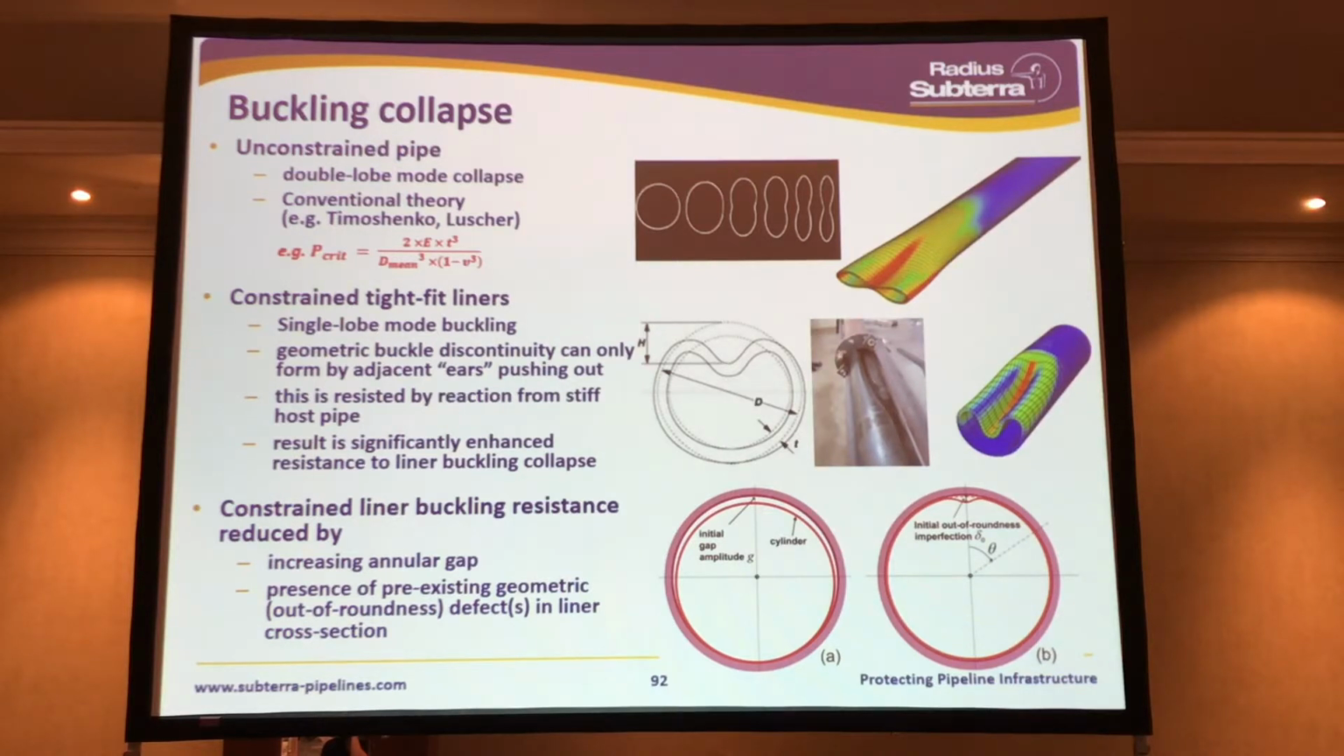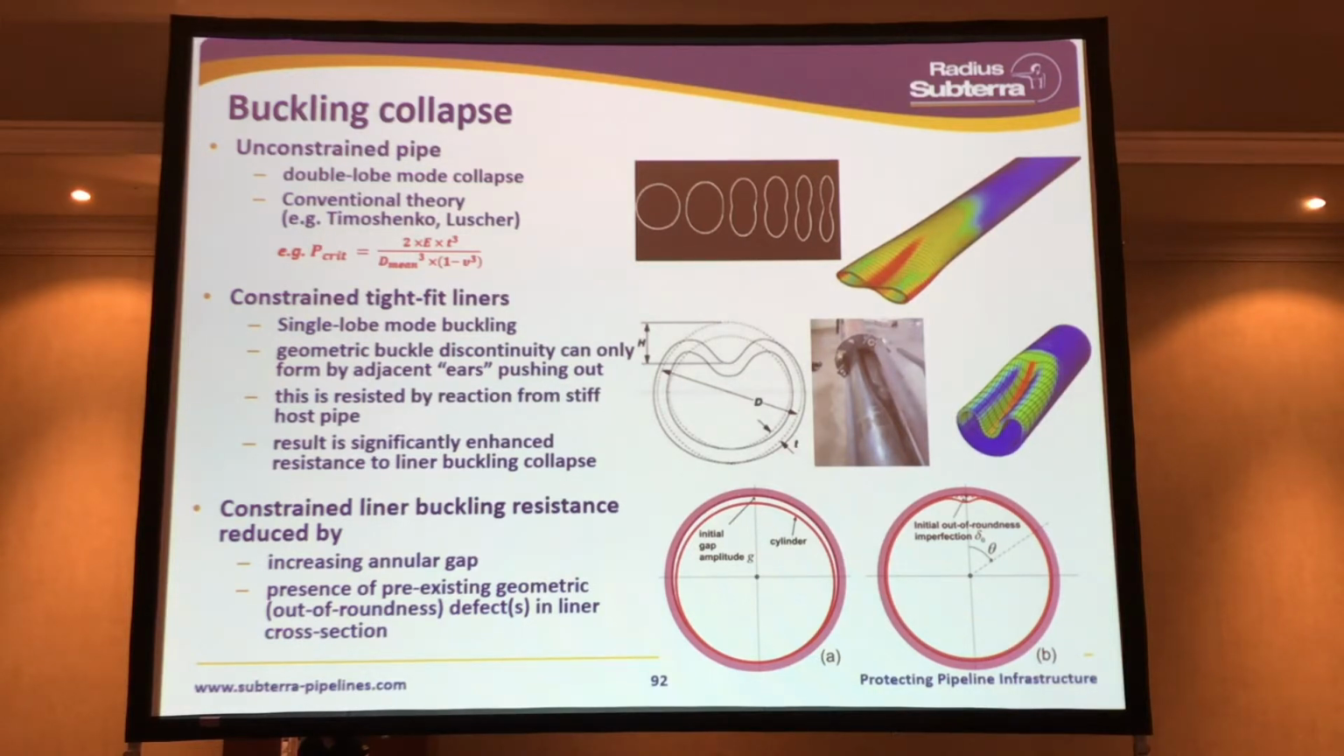Buckling collapse is the second design parameter I wanted to talk about. In direct lay pipelines, you're looking at a double lobe collapse situation. Those of you who are structural engineers know that's the Timoshenko or Lusher equations. But in a close-fit lining situation, you have a single lobe buckling mode to contend with.